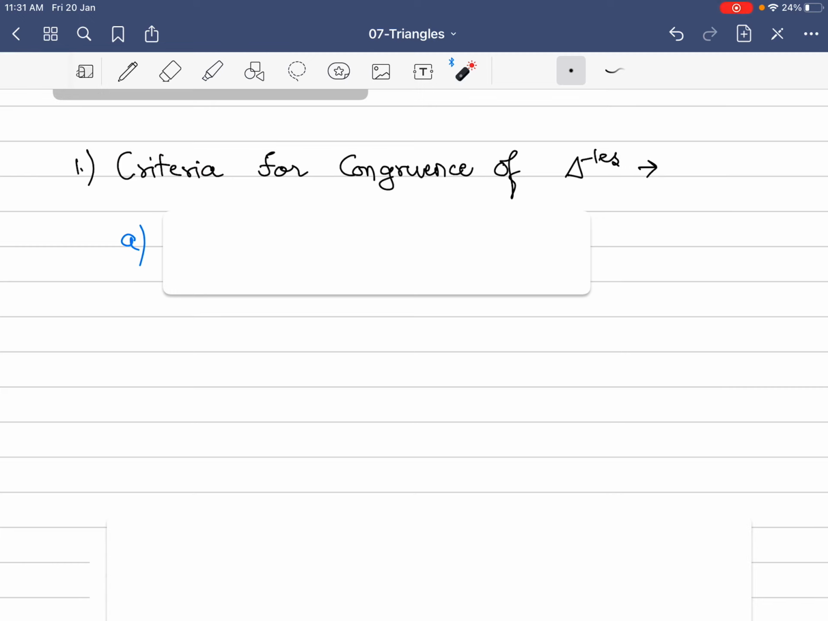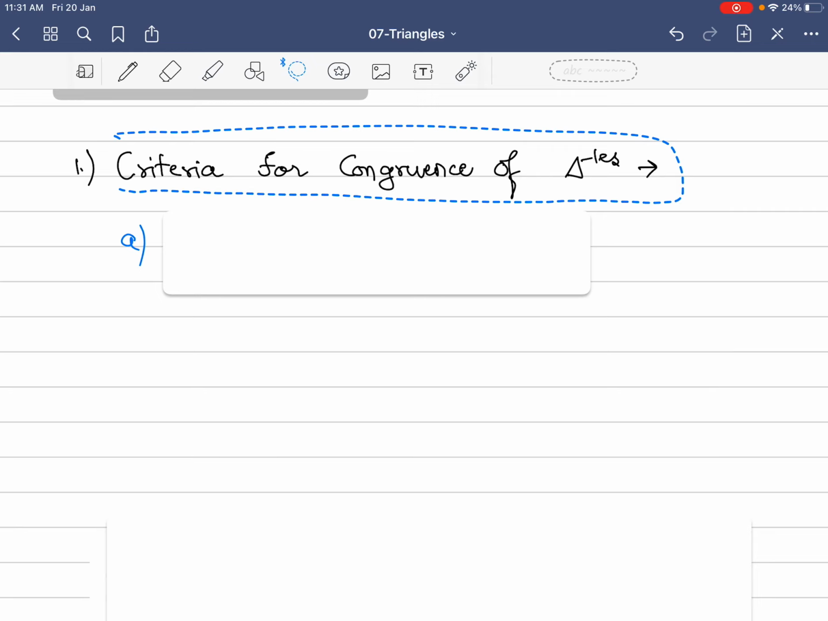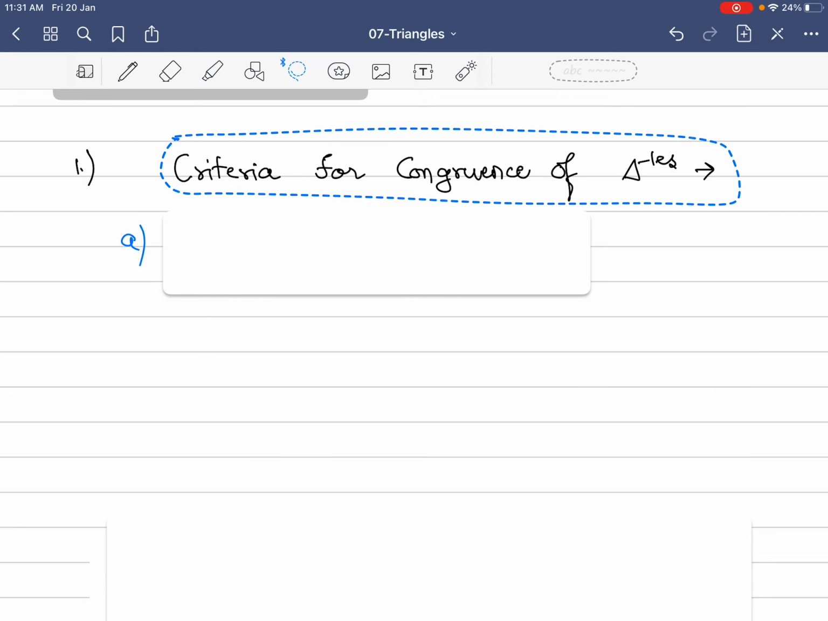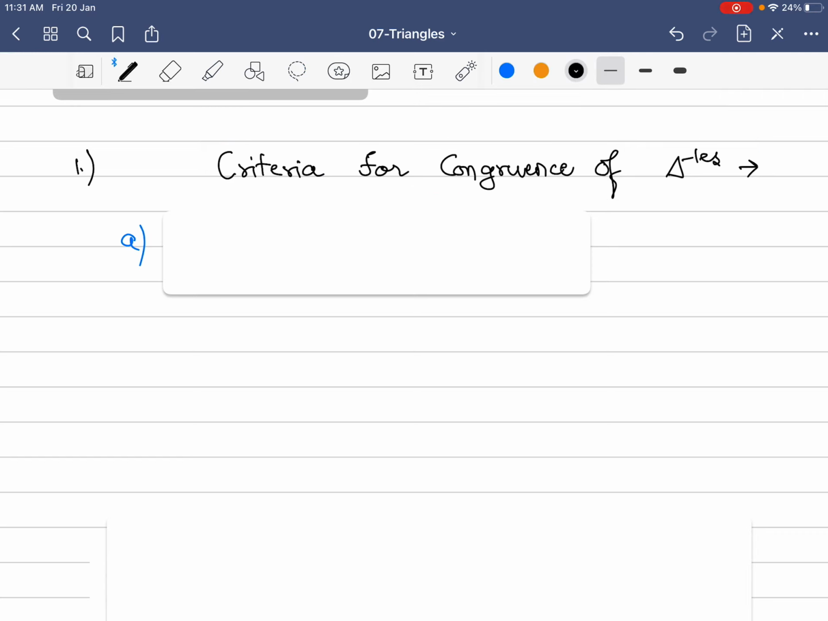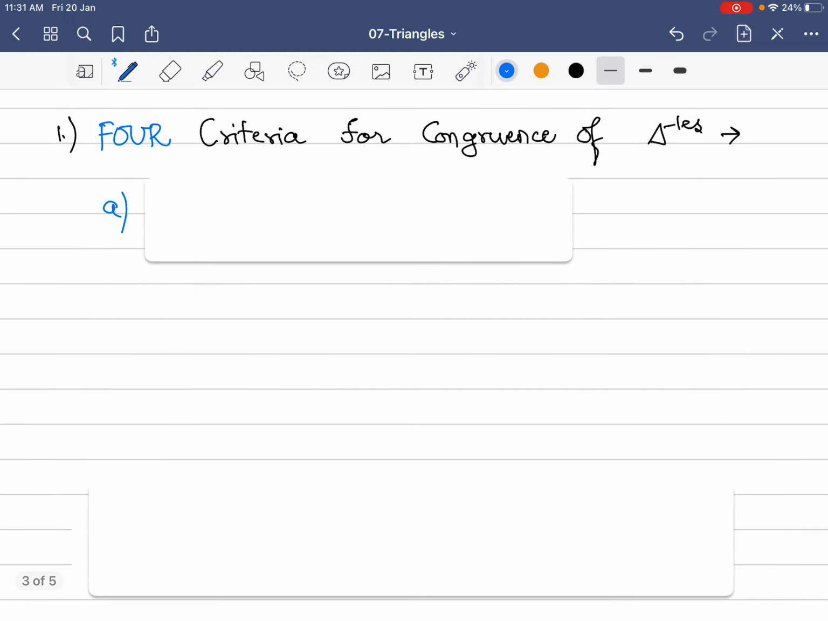Now, to be more specific, there are total 4 criterias. So I'm going to move this here, because I missed writing that. In fact, there are, let me use a different color, 4 different criterias for congruency of triangles. So let us see all 4 of them. Let's start with the first one.